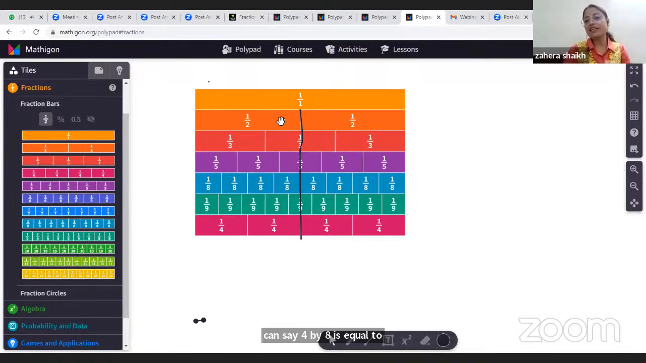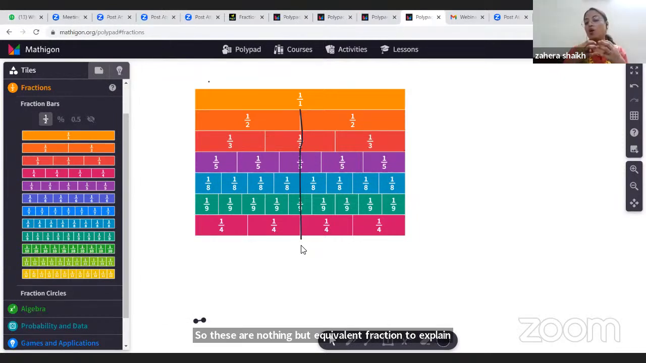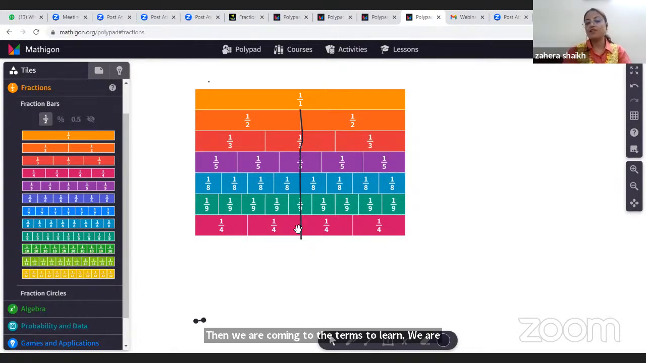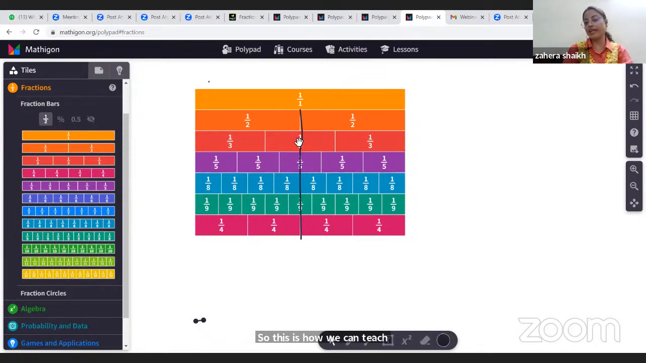And at that moment, they need our help to introduce the term equivalent fraction. So these are nothing but equivalent fractions, to explain to them, right? So what we are doing, first we are exploring the number concept through manipulatives, then we come to the terms to learn. We are not learning the terms first and then verifying, right? So this is how we can teach them. We are not going to teach, they are going to learn by themselves what exactly they are learning. These are equivalent fractions. They will never forget the term equivalent fraction if they learn it by themselves.